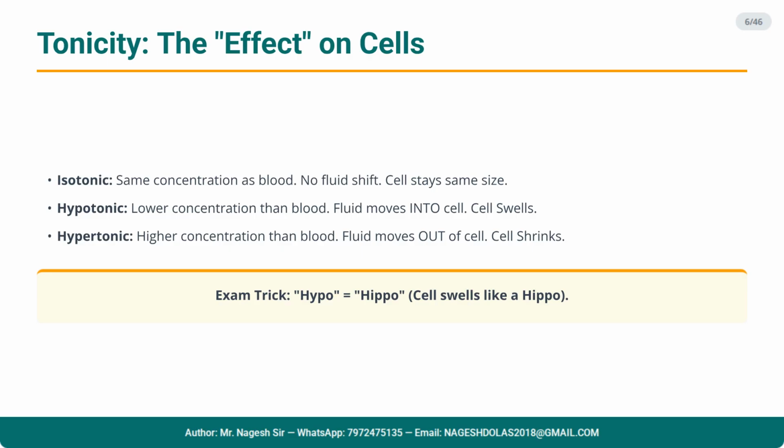Isotonic solutions cause no fluid shift, and the cell stays the same size. Hypotonic solutions cause fluid to move into the cell, making it swell. Hypertonic solutions pull fluid out of the cell, making it shrink. A trick to remember is hypo like hippo, because the cell swells.